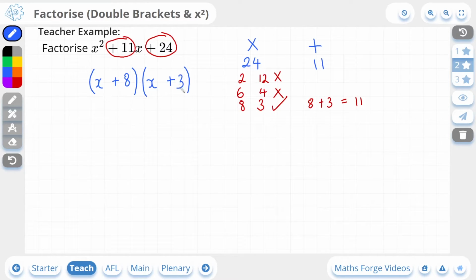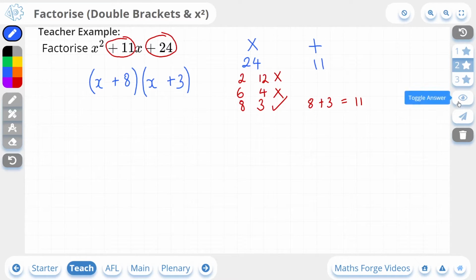Now we can actually test to see that this works by expanding the bracket. X multiplied by x is x squared. X multiplied by 3 is 3x. 8 multiplied by x is 8x. The 3x and the 8x add to give you 11x. And finally, 8 times 3 is 24. This should work, and this should be our final answer.